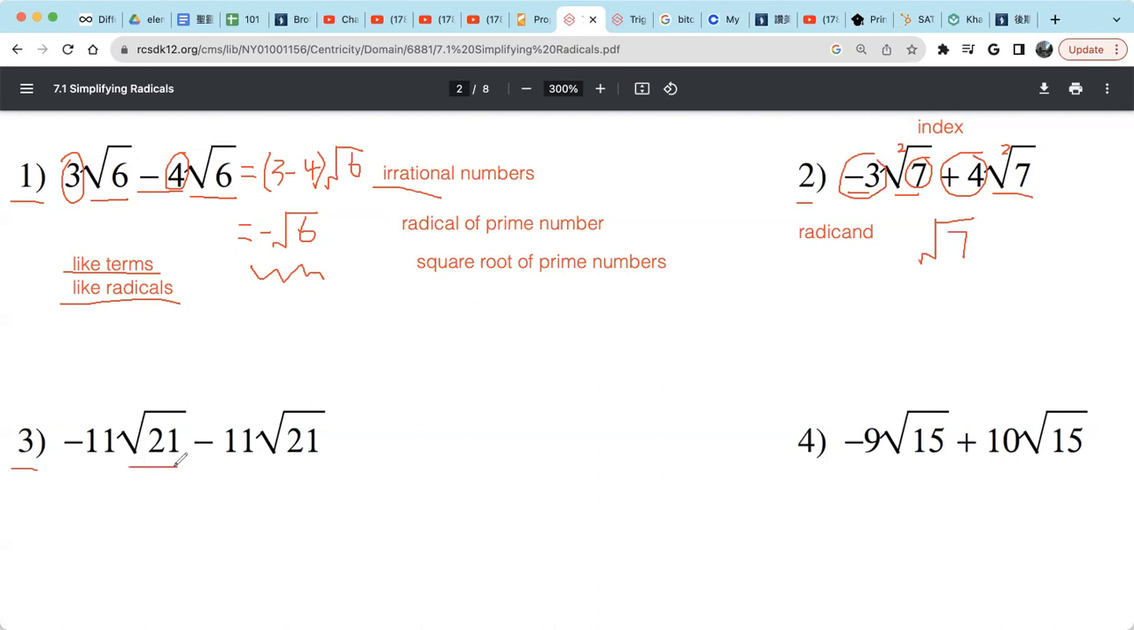Similarly, we identify, okay, square root 21, square root 21, they are like radicals. We just combine the numbers before them. So negative 11 minus negative 11, that's negative 22 of square root of 21. Just like combining like terms. Square root of 15 are like radicals, just combining negative 9 and 10. Again, we get a 1. We don't need to write a 1 in front of anything. So we just write the square root of 15.